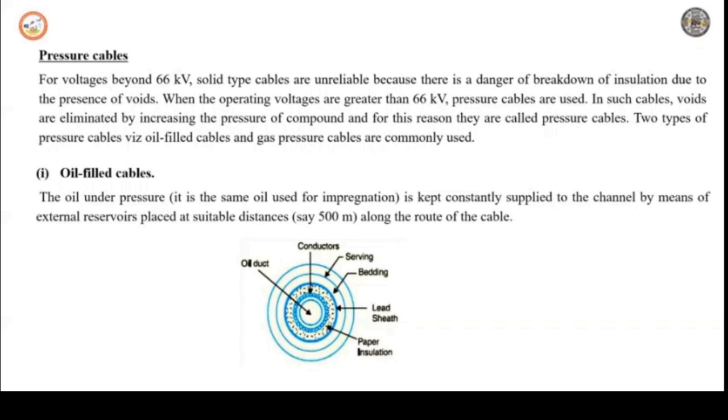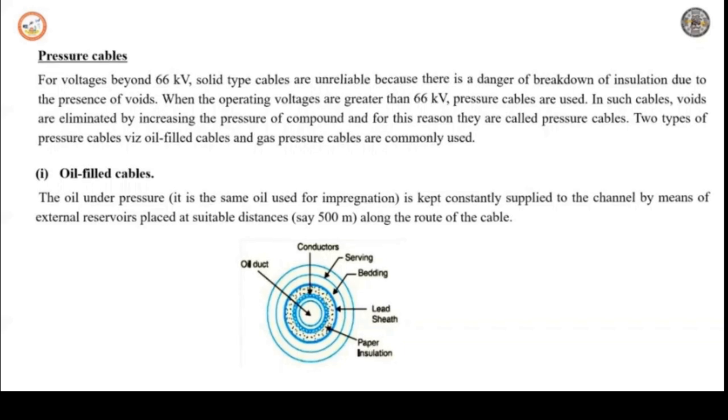In this type of cable, the oil channel is within the conductor, hence it is called a single core conductor channel oil-filled cable. The other construction of the cable is similar to that of solid type cables.